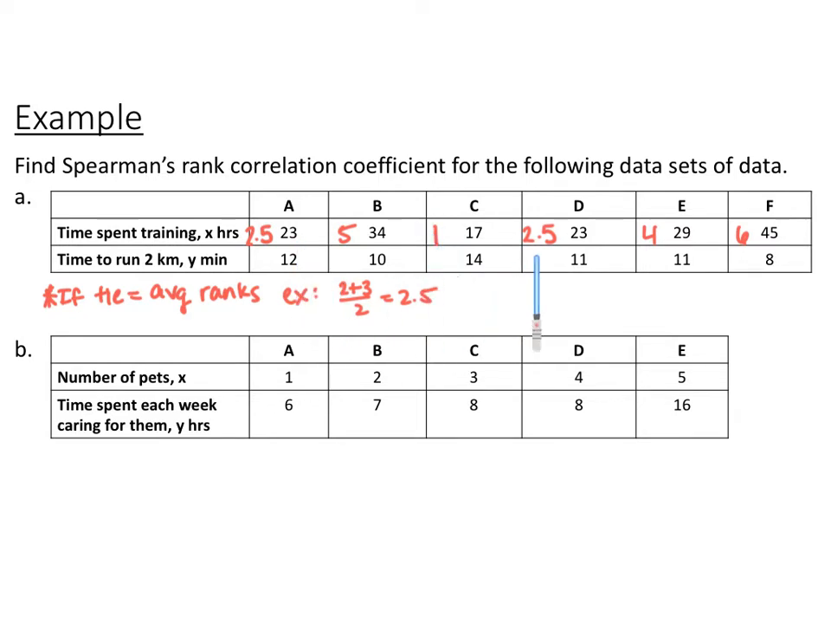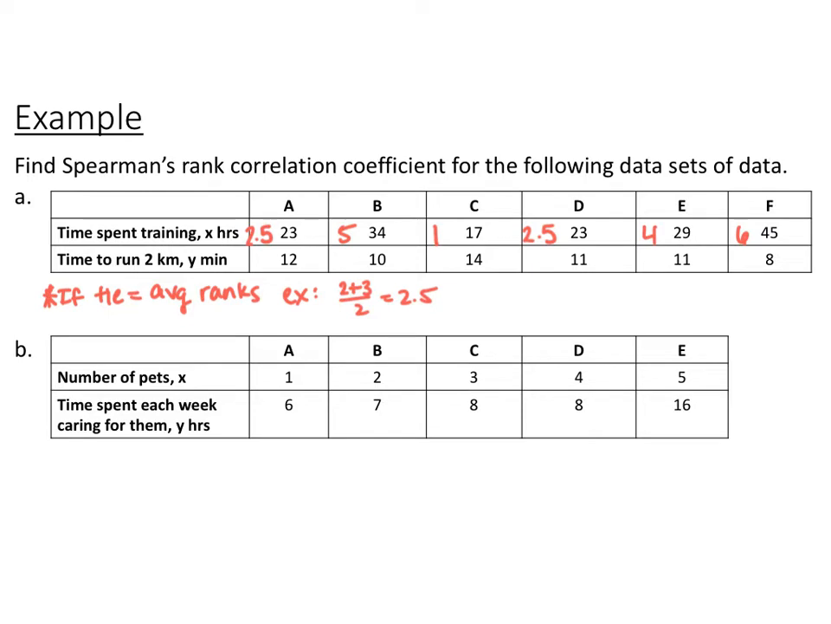And then A and D are tied. So the way that you do something that is tied is you take the average of the ranks. So in this case, it would be ranks 2 and 3. So you'd rank 2 plus 3 divided by 2, so they'd both be ranked at 2.5. If there's 3 things that are tied, you take the average of the 3 ranks that they would equal, and that would be the rank for all of them. And then E is number 4, B is number 5, and F is the biggest one, so I rank that as number 6. So go ahead and pause the video and rank the y coordinates, time to run 2 kilometers in minutes.